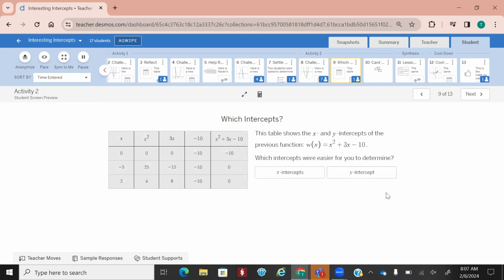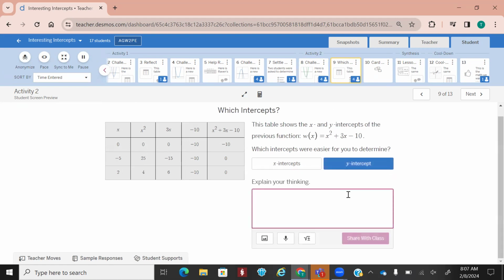Now, which were easier to determine on the previous slide? X-intercepts or y-intercepts? And why is that? Yeah. We just plug in 0 and boom, there it is.